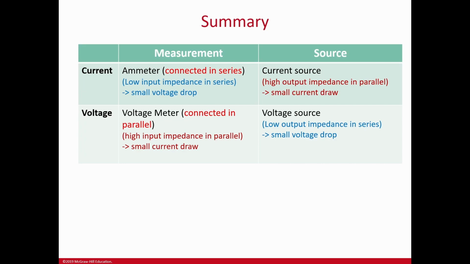On the other hand, for the current source, there will be a high output impedance connected in parallel in order to have a small current draw. This is similar to the voltage meter, because a voltage meter is connected in parallel, so its input impedance is very high to have a small current draw. Just keep those in mind.